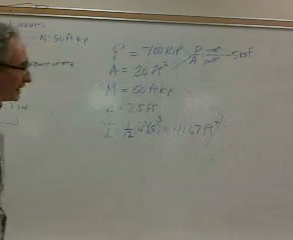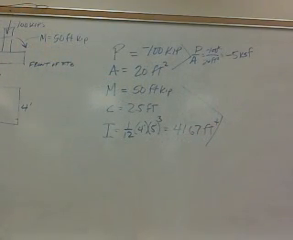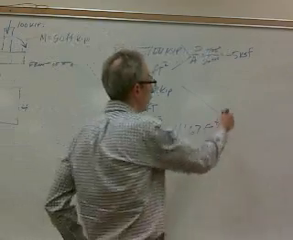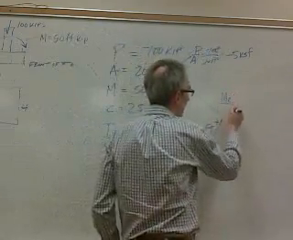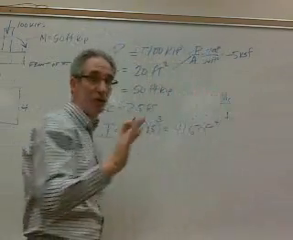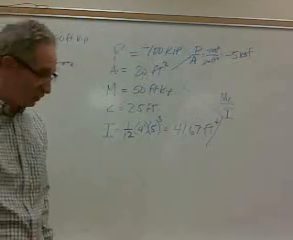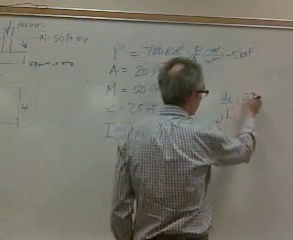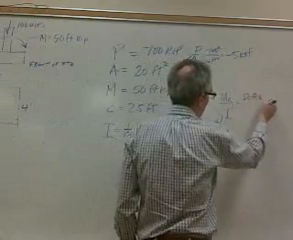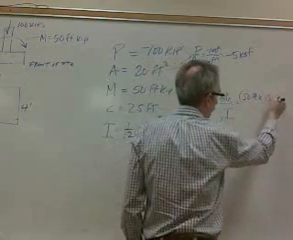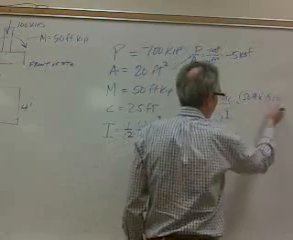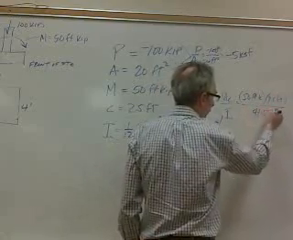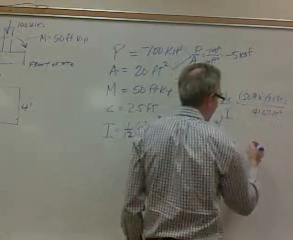What about bending? What about MC over I? Again, pay attention to units just in case you need to do anything. But moment, 50 foot kips, C, 2.5 feet, and I, 41.67 feet to the fourth.